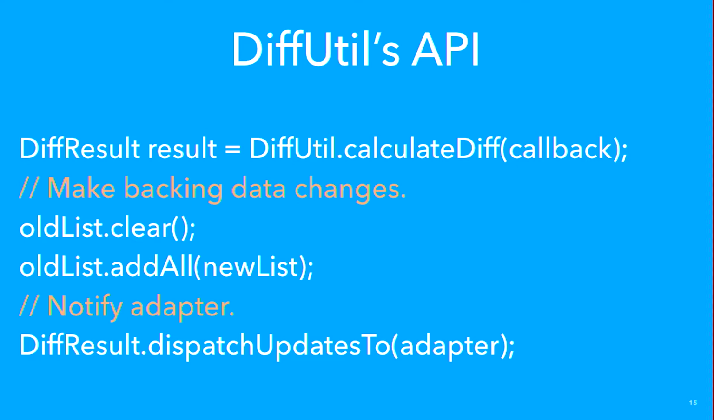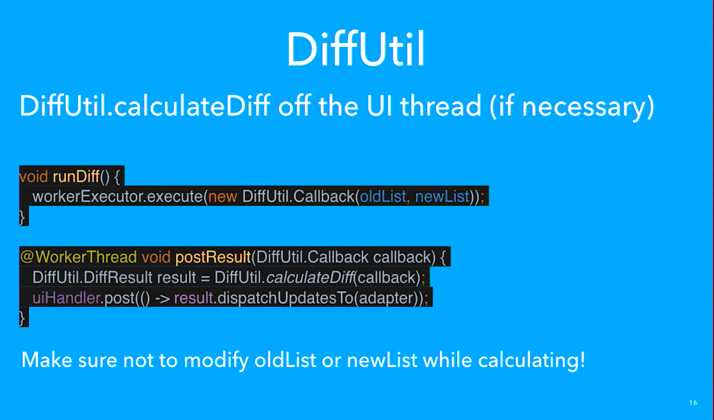So DiffUtil can be kind of computationally expensive for very large data sets. So measure this and see if it's worth pulling off the UI thread. I think it's kind of rare. It's pretty fast, but if you've measured and you need it to be off the UI thread, you've got to make sure not to change your data set as you're calculating this.